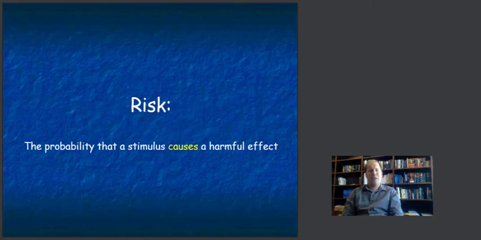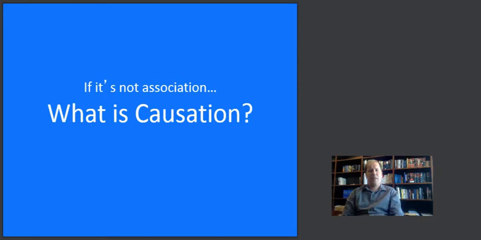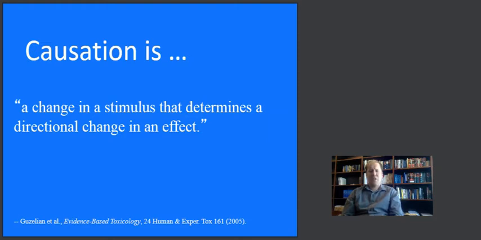To recall where we've come from, this class is about risk. And a working definition that we've given throughout this class is, risk is the probability that a stimulus causes a harmful effect. Well, in order to know risk, we must know causation. And remember, as we've said before, a simple statistical association, seeing two things occurring at the same time, does not mean that there is causation. Association is not causation.